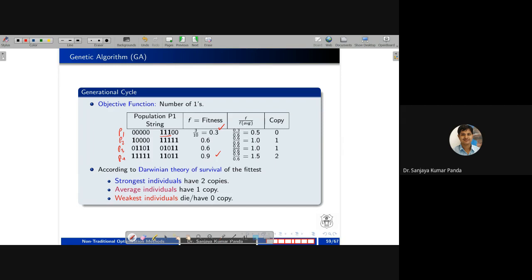If I calculate the average, or even without looking at the average, you can say this one is underperforming and this one is overperforming. What I have to do is discard P1 and take multiple copies of P4. This is also called the dominant theory of survival, which says that the strongest individual has 2 copies. The strongest individual is P4. Average individuals have 1 copy, that is P2 and P3. And the weakest individual, which is P1, has 0 copies.